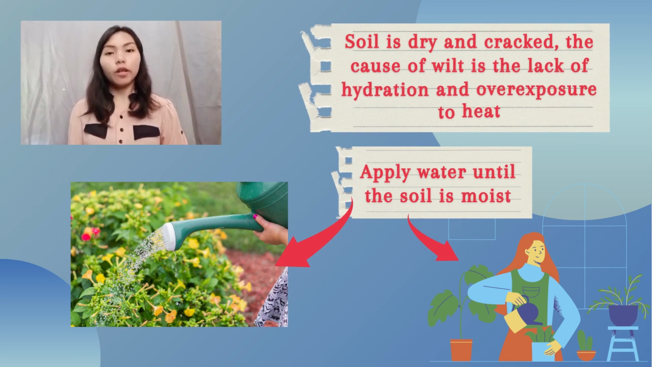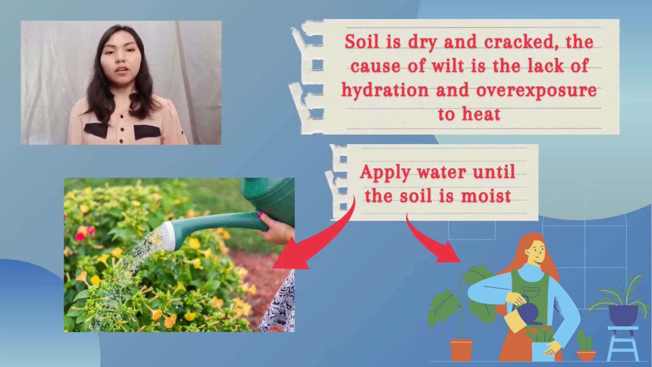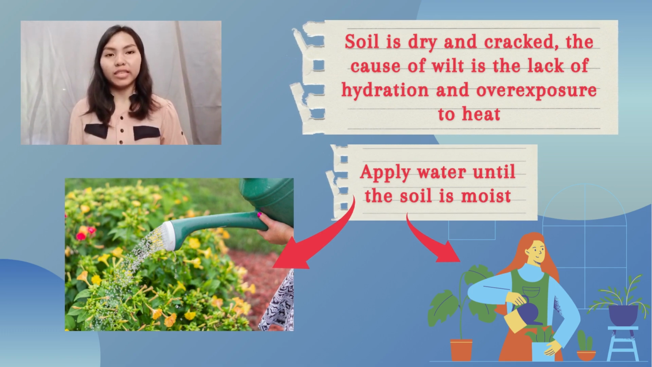There are 4 ways to mitigate the wilted plants depending on its factor. First, if the soil is dry and cracked, the cause of wilt is the lack of hydration and overexposure to heat. Apply water to the plant until it is moist and monitor the soil, keeping it moist but not so wet that the water begins to pool.